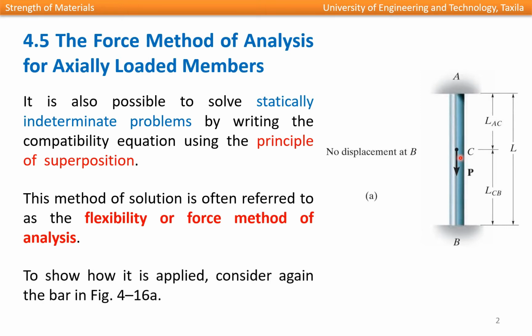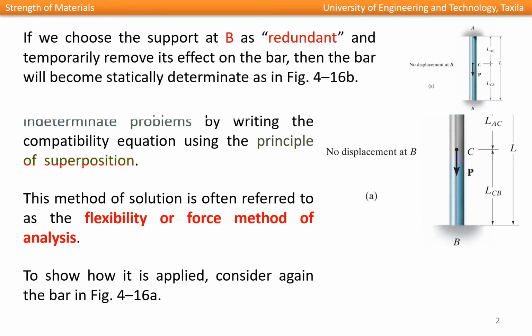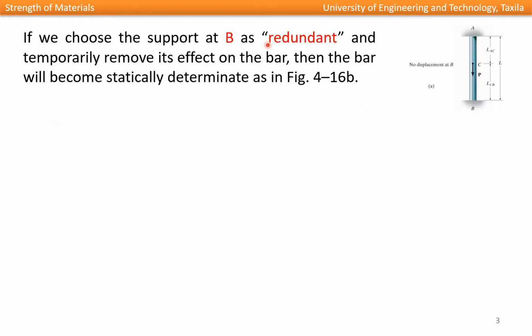We will consider the same example that we discussed in the previous lecture, a bar which is subjected to a point load P and it is fixed at supports A and B. To show how it is applied, consider again the bar in figure 4.16a. If we choose the support at B as redundant and temporarily remove its effect on the bar, then the bar will become statically determinate as shown in this figure.